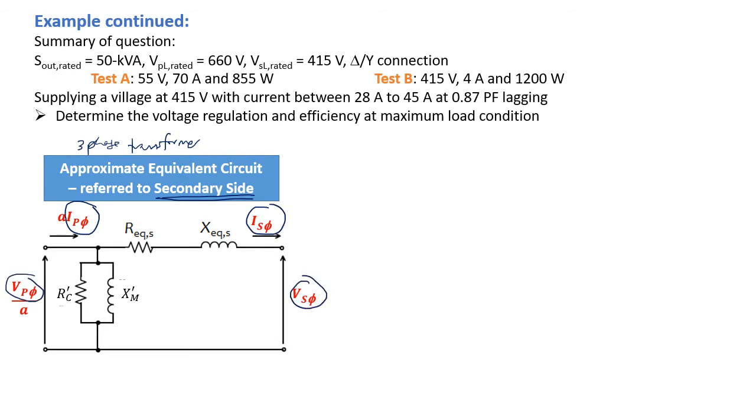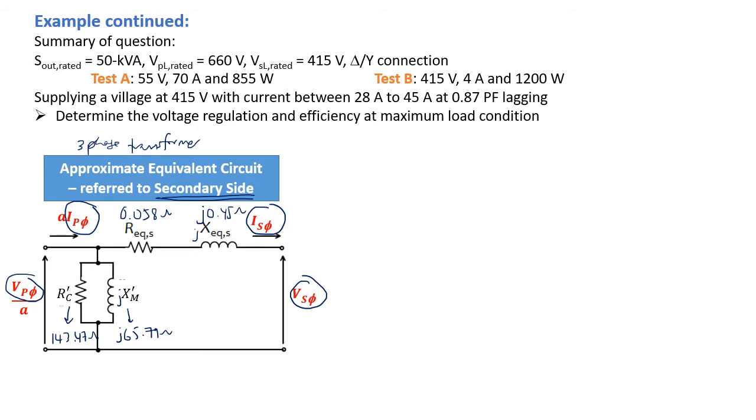Okay, that's the difference between the 3-phase transformer circuit and the single-phase transformer circuit. Now let's write down the parameters of the equivalent circuit. RC was 143.47 ohms, XM was 65.79 ohms, REQ 0.058 ohms and XEQ 0.45 ohms.